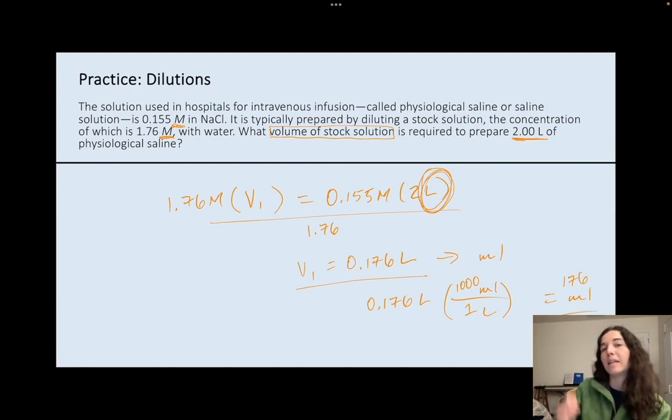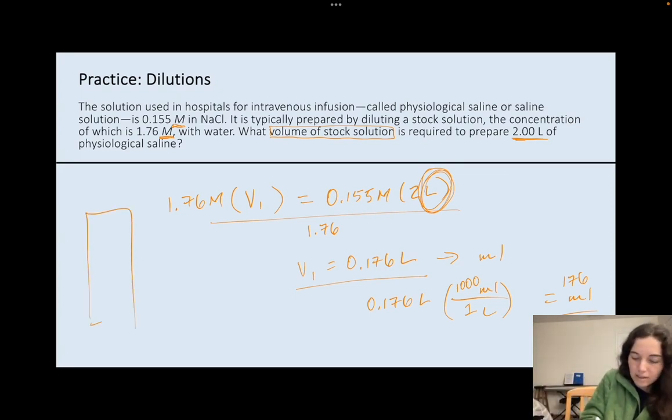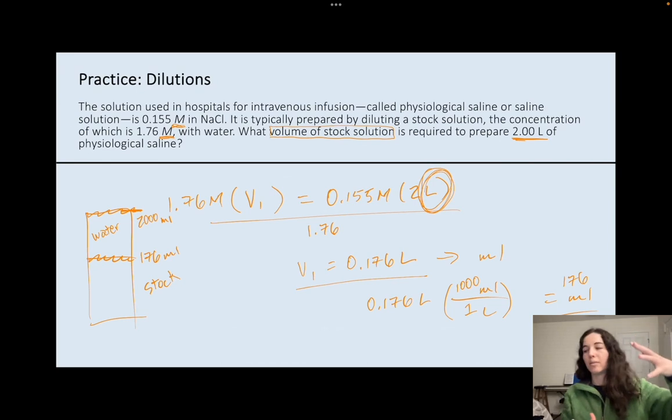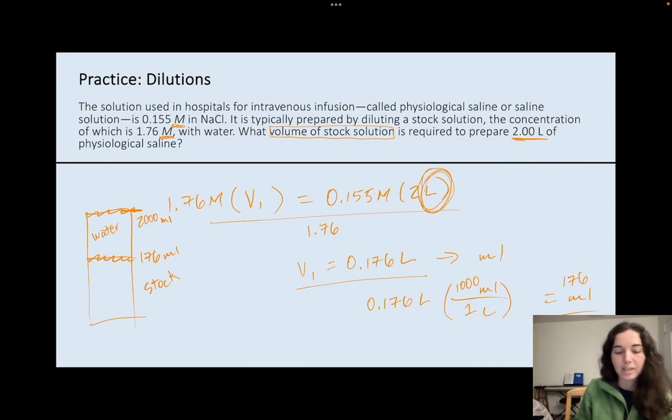And then filling that to the 2-liter mark with water. So it would look like this, 176 of the stock. And then you'd fill that up to 2 liters or 2,000 milliliters with water. So this would be water, so that your new solution has the stock plus the water to give you a diluted solution that is less concentrated.